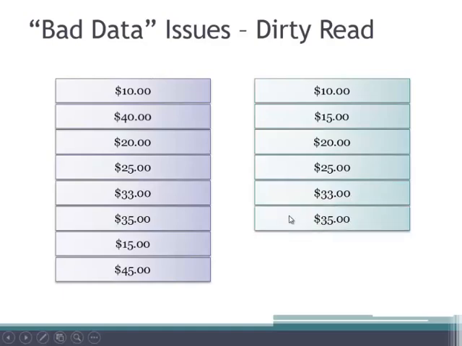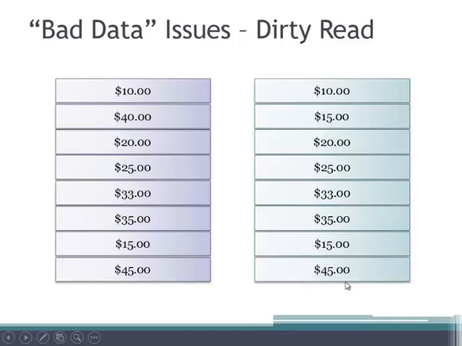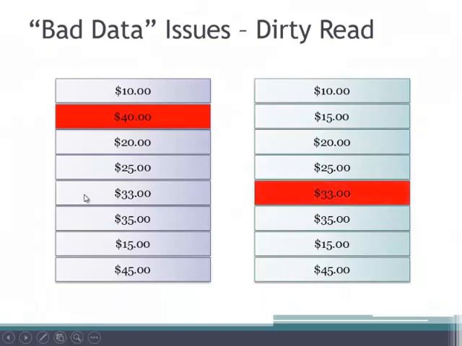Our query continues to run, getting the $35 price for this product, and then picking up the $15 price, and then picking up the $45 price. And this is the result that's returned to us. As you can see, there are several problems with the result that we got back. First, the $40 price that was in the table isn't reflected in our result anywhere. It's a valid price for a product, but it doesn't show up in our results. It was missed. This $33 price here was part of a transaction that wasn't committed yet. It's very possible that the connection in the session that modified this price, that had the transaction open, may roll it back, in which case we have a price now in our result set that never really should have existed.